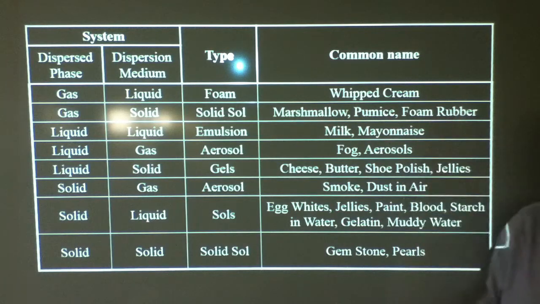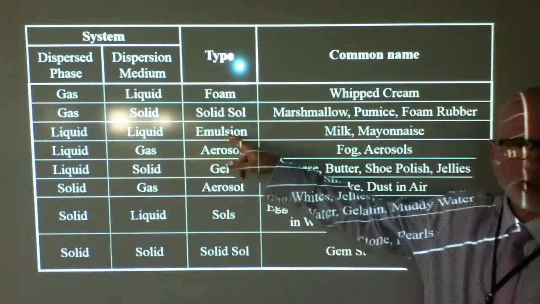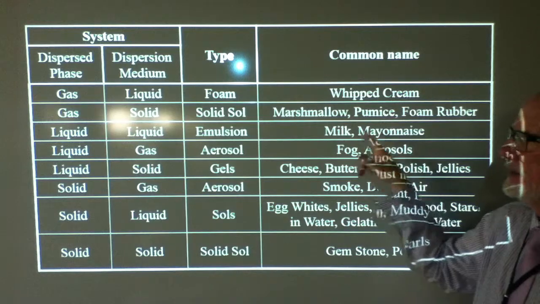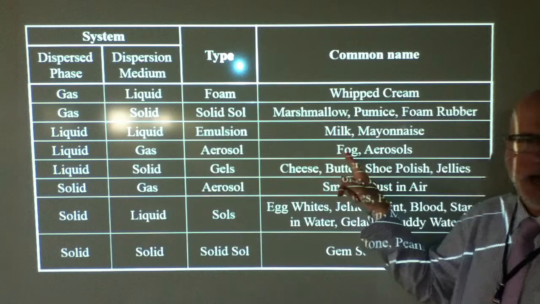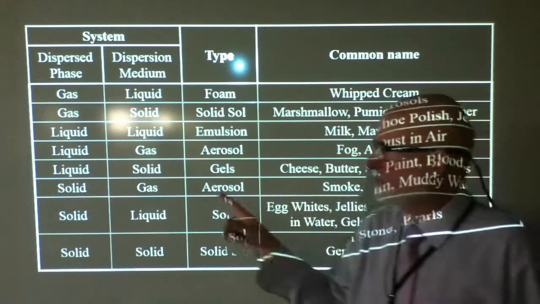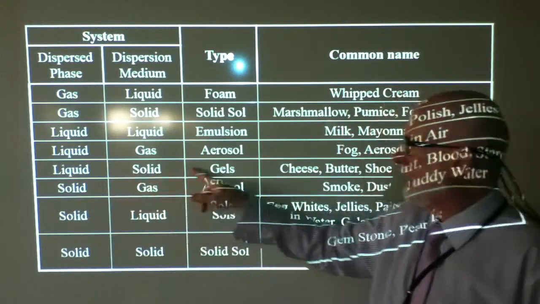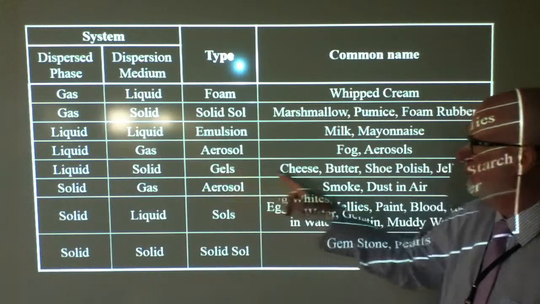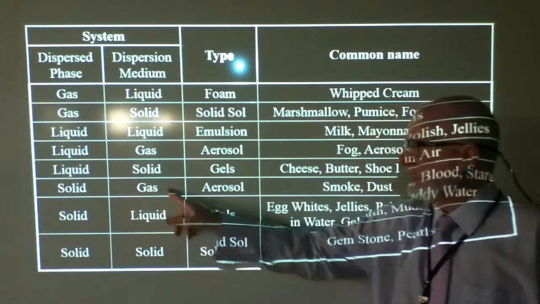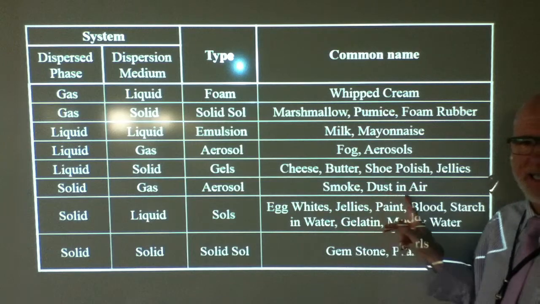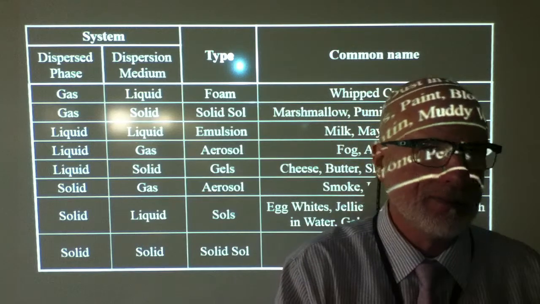pumice, foam rubber. It's a sol, S-O-L. Liquid in a liquid, an emulsion, milk, mayonnaise. Liquid in a gas, aerosol, fog, and other aerosols. Okay. Liquid in a solid. A gel: cheese, butter, shoe polish, jellies. Solid in a gas, aerosol, smoke, dust in the air. When you make an aerosol using smoke particles in air, it's called smoke.